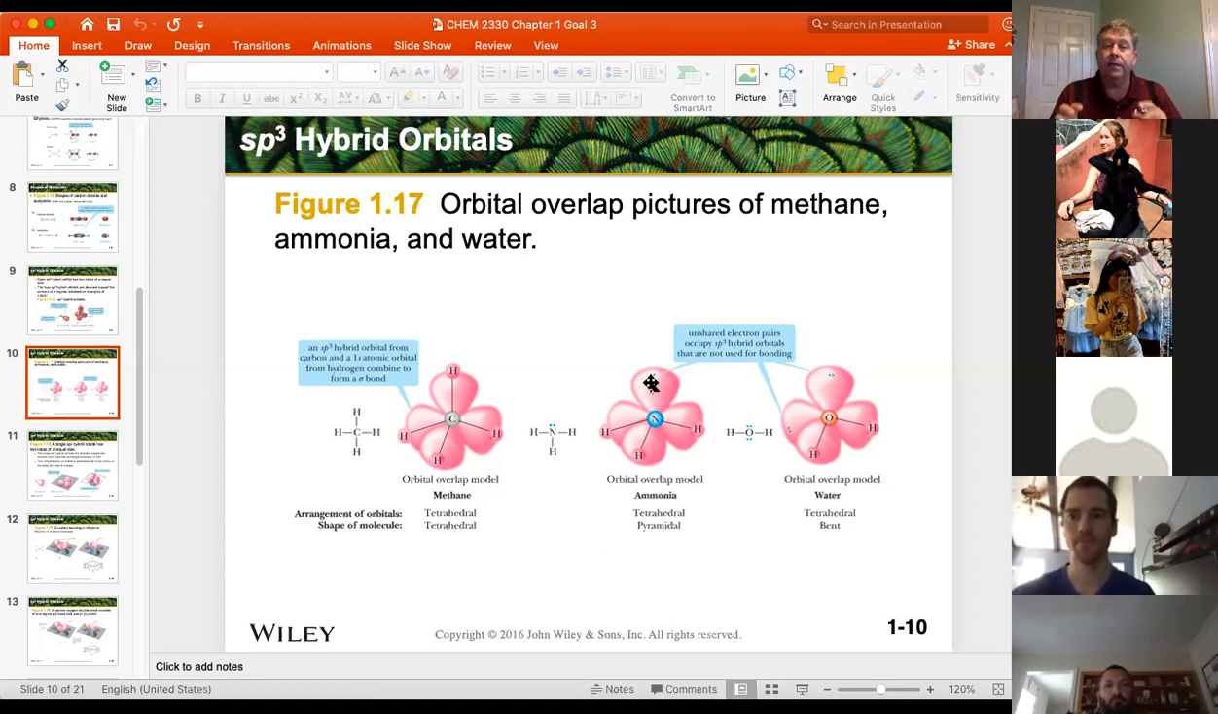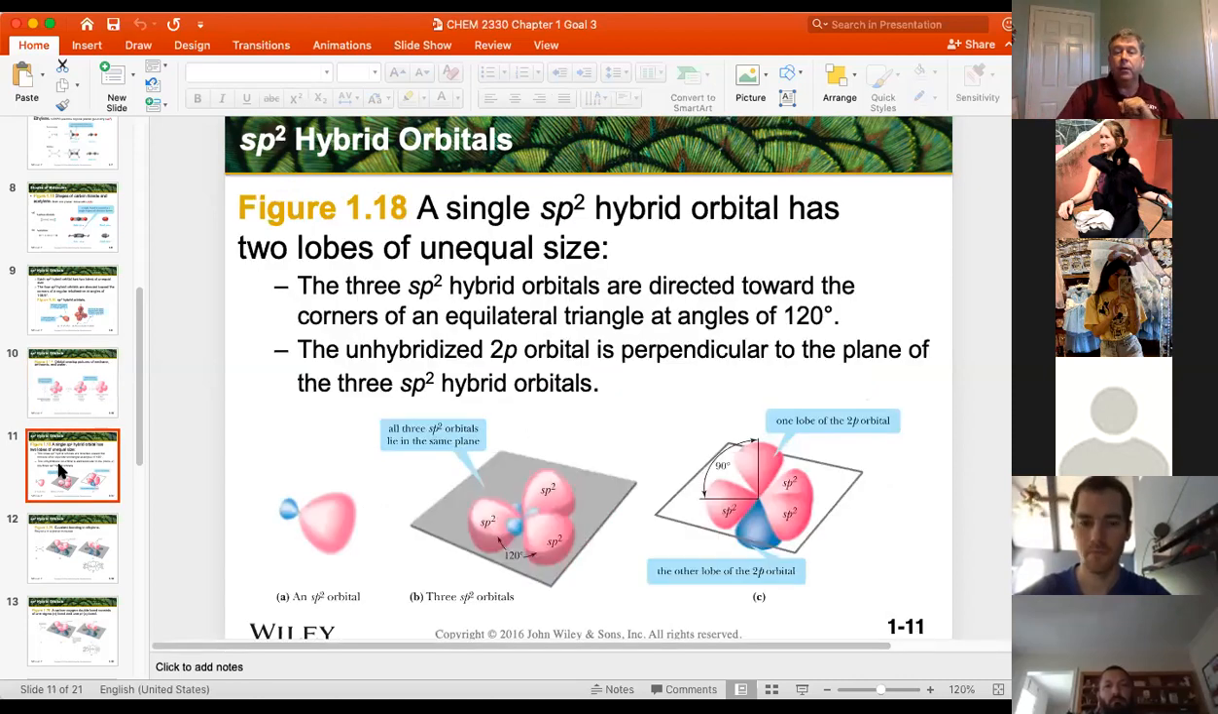So sp3 always has an electronic tetrahedral shape. It's just the bonds can change the molecular shape, okay? So let's take our sp2 hybridized now. So we had 2 p orbitals and we're adding s to it, okay?